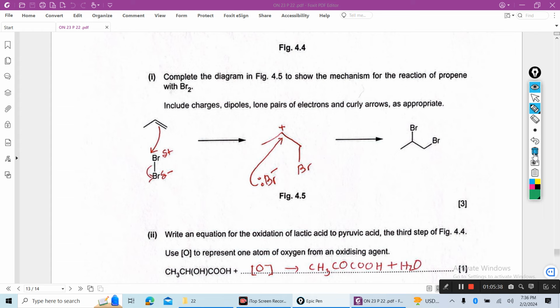So now see the mechanism. This bromine becomes partially negative and this bromine becomes partially positive. Then the propene pi bond attracts the delta plus bromine and gives electrons, and this bromine is added to this carbon, and this carbon becomes a positive carbonium ion or carbocation. Then to this positive carbonium ion, the bromide ion, a nucleophile, is added to this carbon to produce 1,2-dibromopropane. This reaction mechanism is known as electrophilic addition reaction.